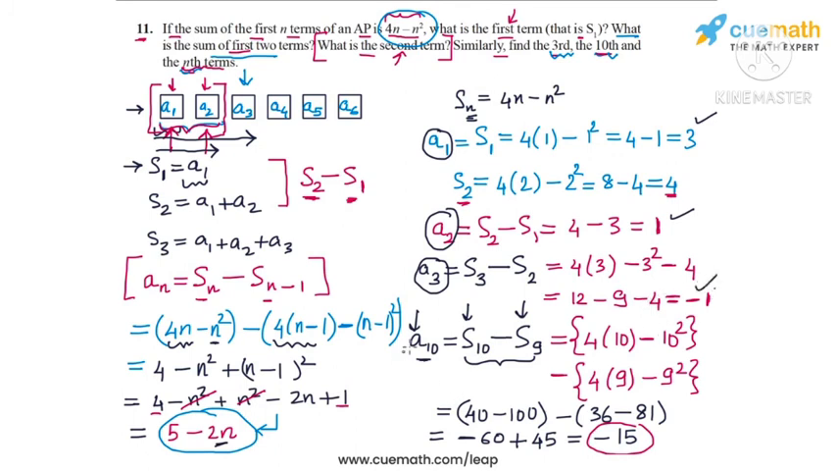So that's also correct. And if you put in n equal to 10, you will get 5 minus 2 into 10 or 5 minus 20 or minus 15. So the 10th term should be minus 15, which is what we calculated. So this expression for the nth term, 5 minus 2n, is correct.